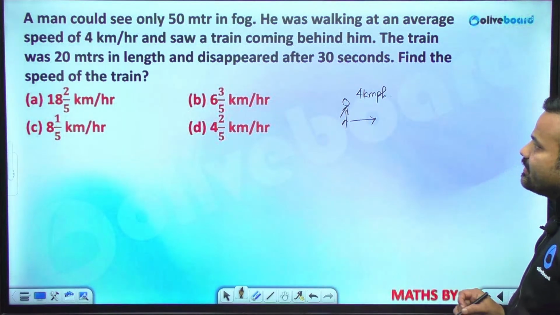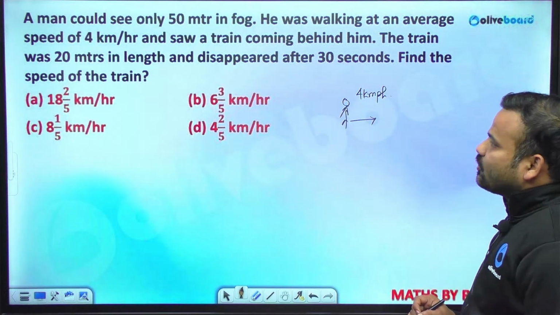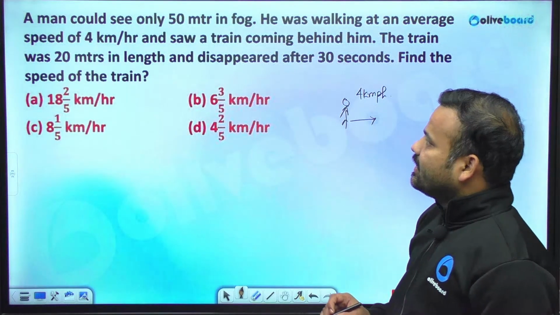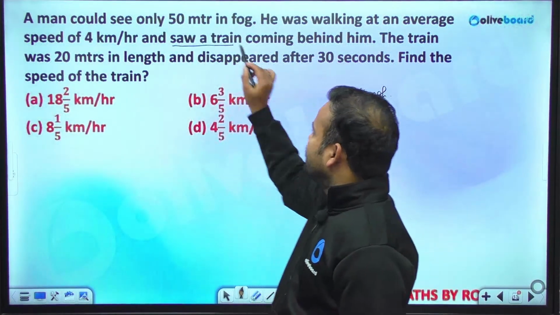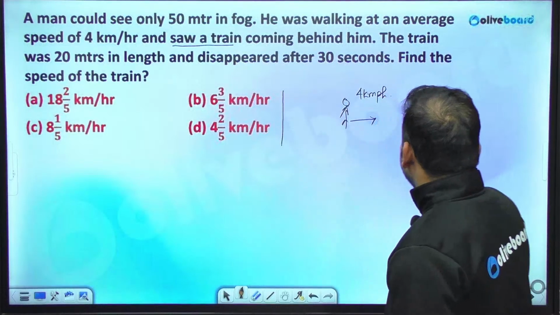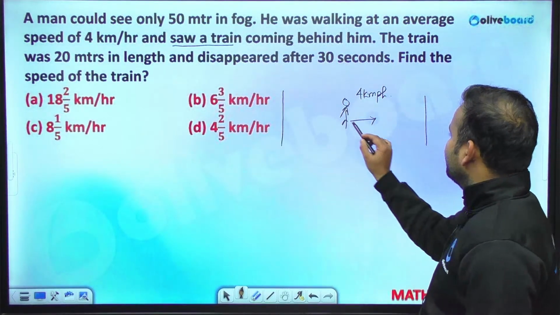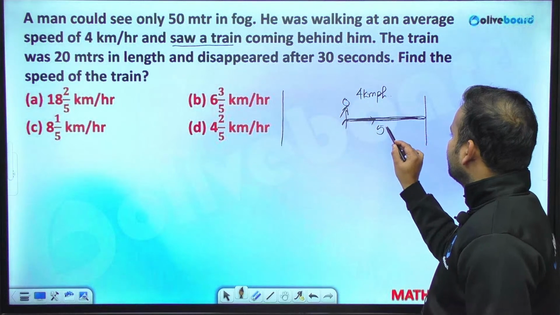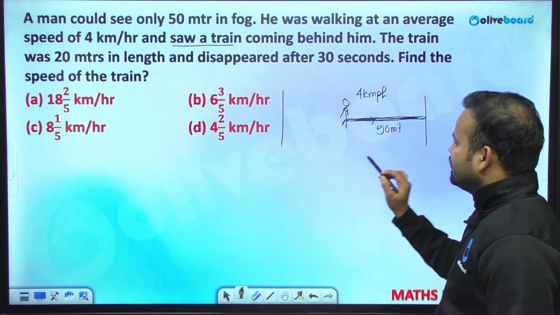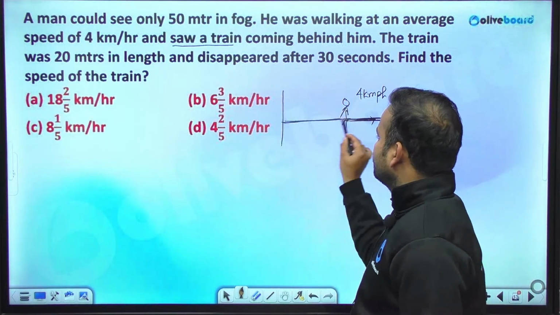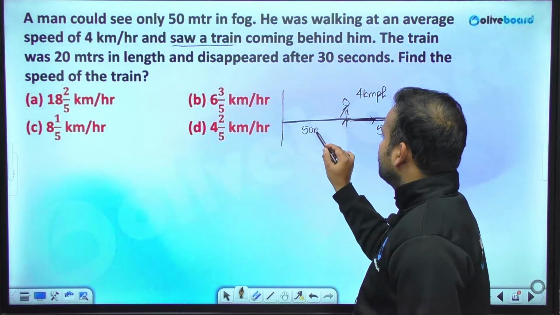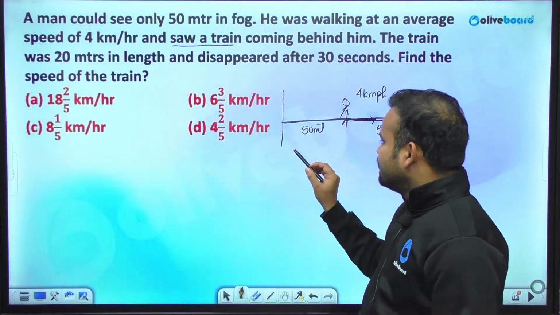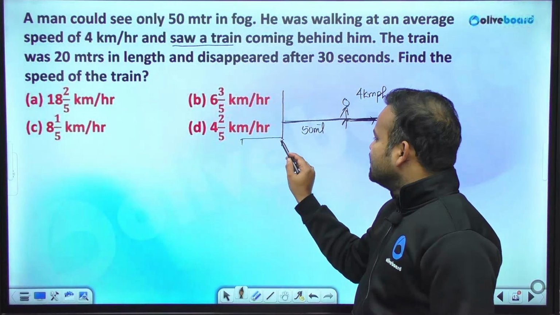He saw a train coming from behind. That means there will be equal fog on both sides. The length of the fog is 50 meters this side and 50 meters this side. He saw a train coming from behind. That means that train would have been just behind the fog.